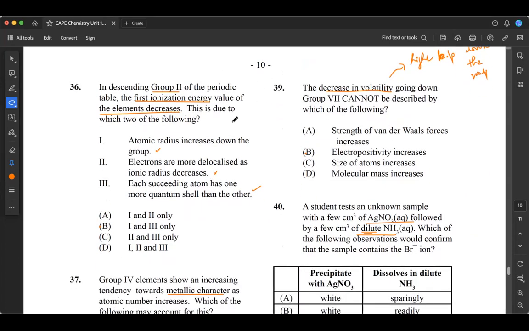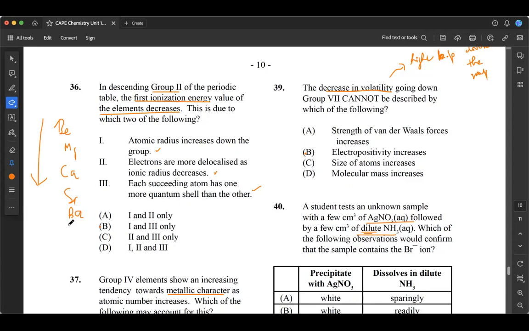36 says, in descending group 2 of the periodic table, the first ionization energy value of the elements decreases. So as I'm going down group 2, right, the ionization energy is decreasing. So that's what we see there. They're asking, this is due to which 2 of the following? What causes that decrease in first ionization energy as we go down group 2? As we go down group 2, we're going from beryllium to magnesium, then to calcium, and then strontium, and finally barium, right? That's how group 2 is arranged. And we're going to be decreasing the ionization energy.